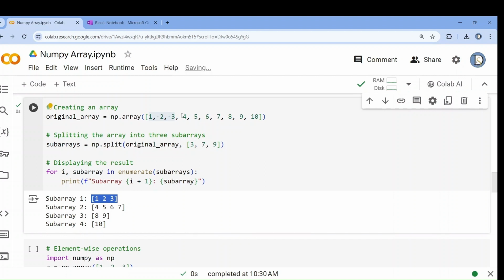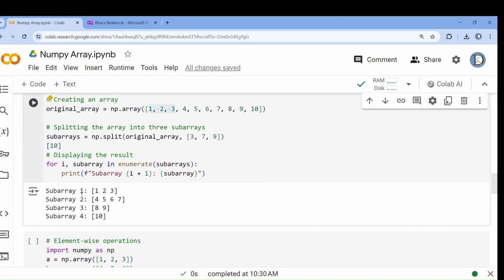Next, 7. 7 means after 4, 5, 6, 7 is printed, now it will go into the next line. 9 means after 9 is printed, it will go to the next subarray. So 8, 9 is printed, now it will go to the next subarray. Fine. So you can split the array by giving any particular number. Then the numbers up to that number will be printed, and then the next line, the next subarray, will start.